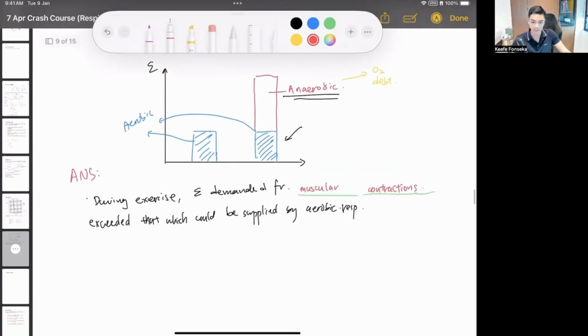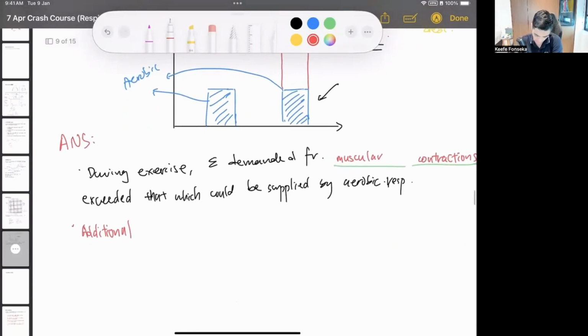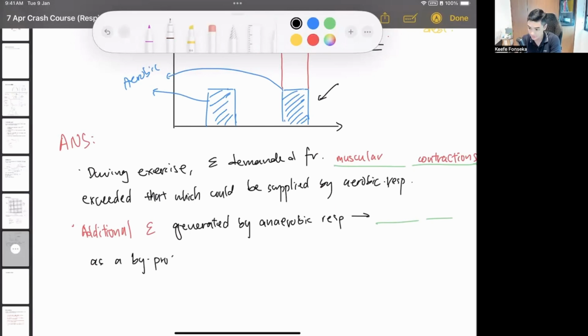Okay, so let's continue our next sentence. We will say additional energy. So keyword additional, because we're trying to say it's on top of the aerobic. Additional energy is generated by anaerobic respiration. And this produces, just now I already said the answer, can you tell me what is the byproduct? As a byproduct. Yes, good job. Lactic acid is the byproduct.